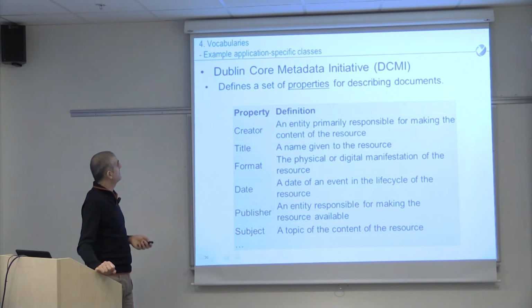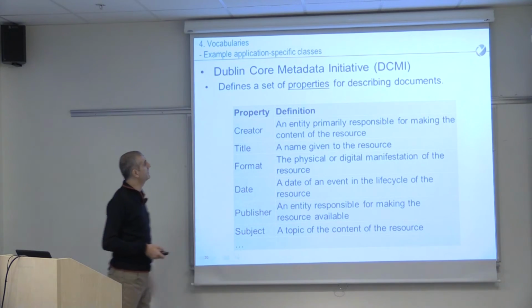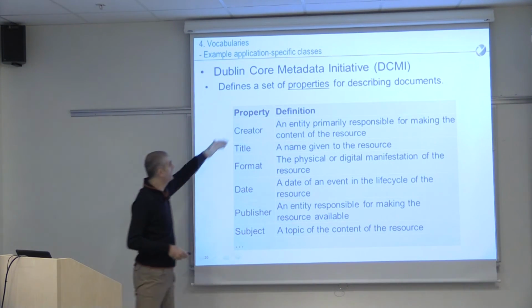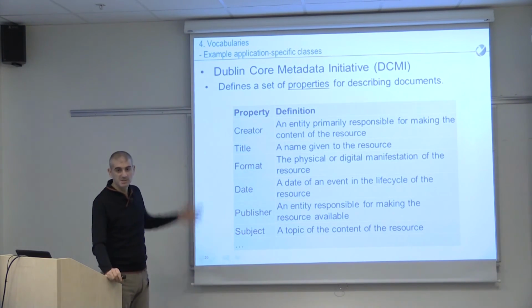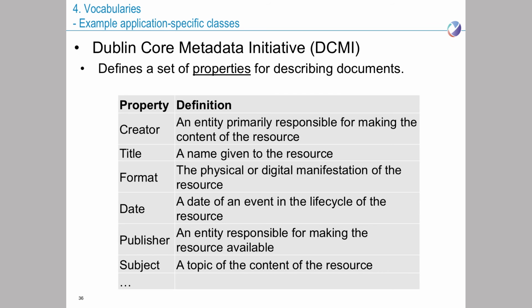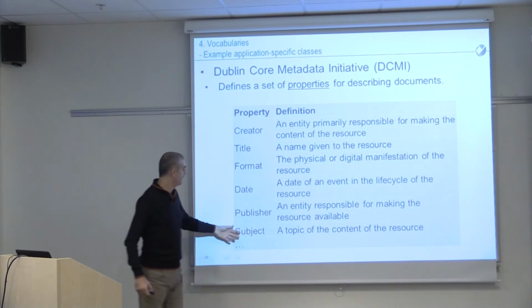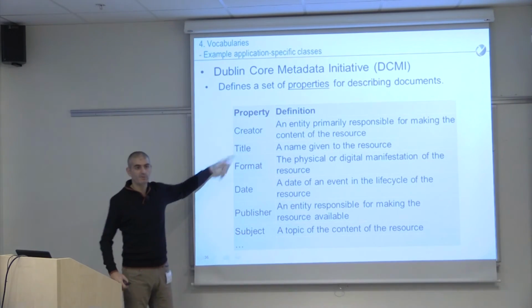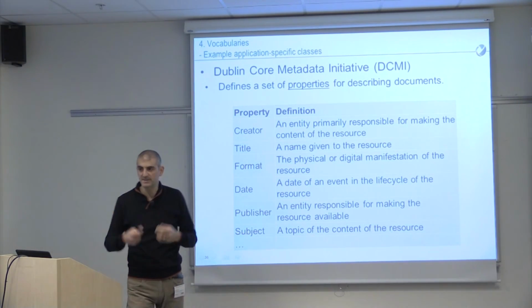Okay, this is an example of a vocabulary based on RDFS, just to give you an illustration. The Dublin Core Metadata Initiative defines a set of properties on how you describe documents. So this is an effort out there that tries to come up with this vocabulary so that when we go to Wikipedia or a web store, if they apply this standard, they can understand what it means to be a publisher or a creator of a book or of an entity or something.